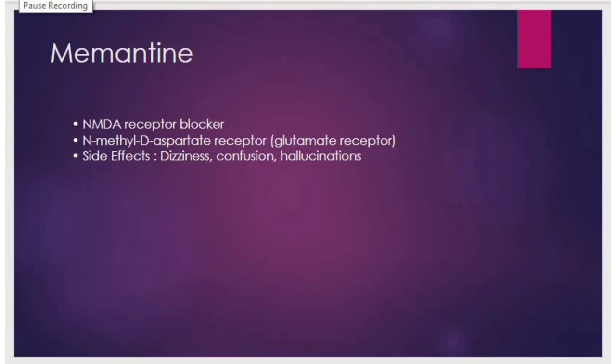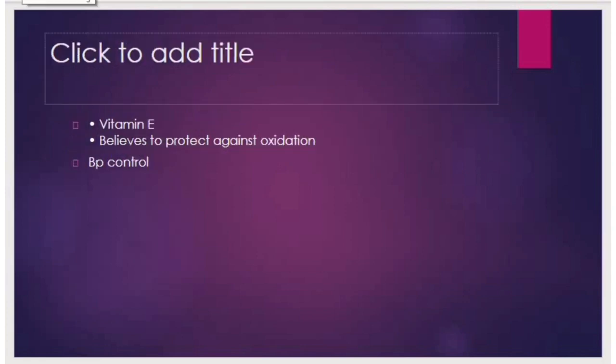Other drugs which we have include memantine, which is a glutamate receptor blocker, and side effects include dizziness, confusion, and hallucinations. It is said that vitamin E has a protective role against this disease, and one should also go for the control of blood pressure because there's an increased risk of Alzheimer's in patients who have heart failure. In fact, the risk is twice as compared to those who don't have this heart failure thing.